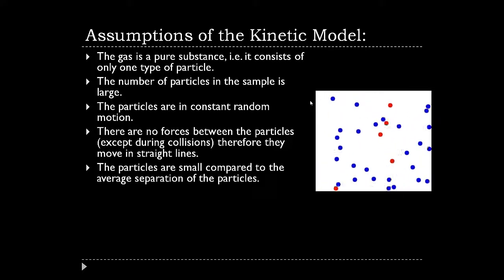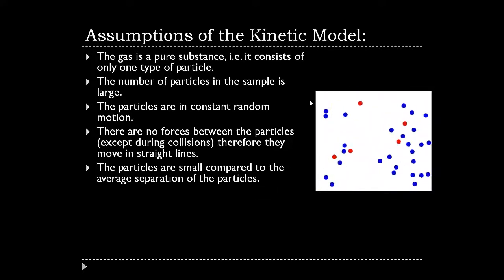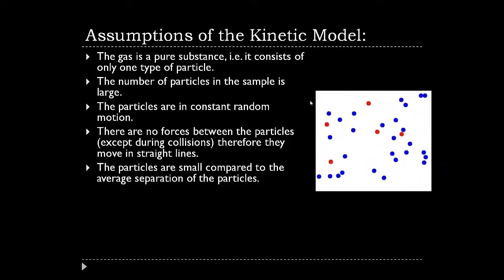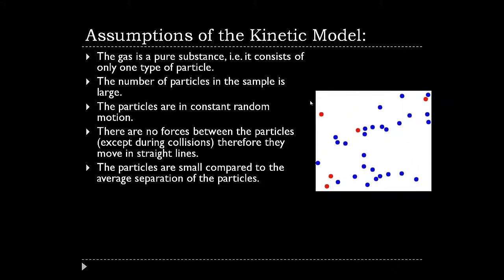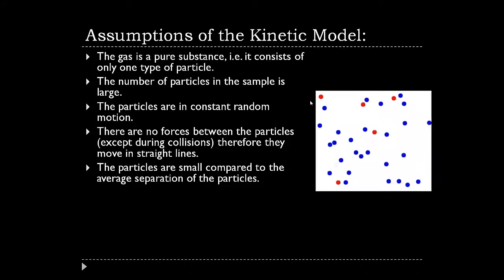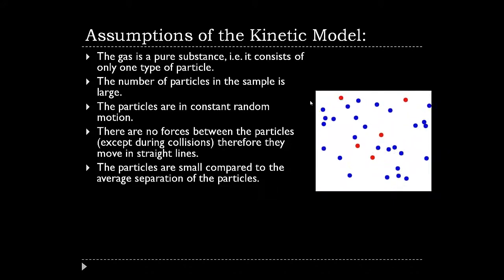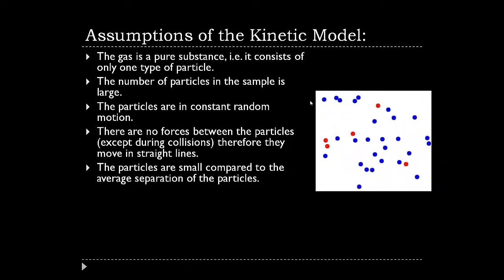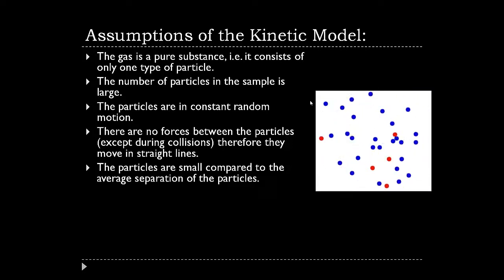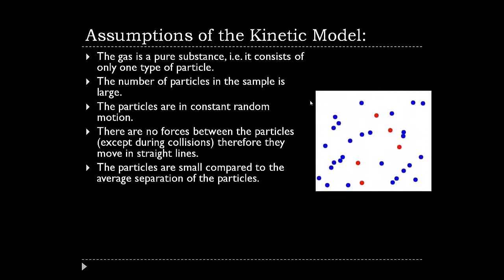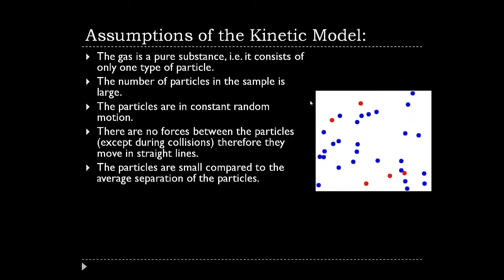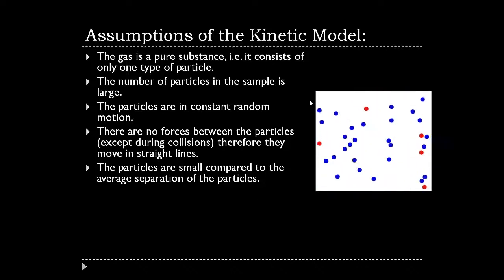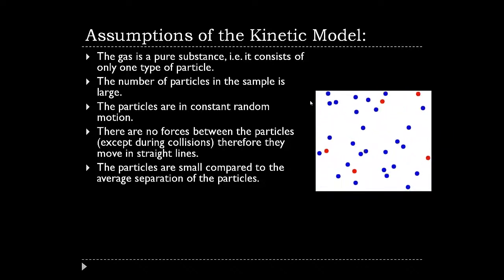We also assume that the particles are very small compared to the average separation of the particles. So they're bouncing around, and essentially each particle is confined to a small point in space, and the amount of free space between the particles is very large compared to the amount of space that's actually occupied by the particles themselves.